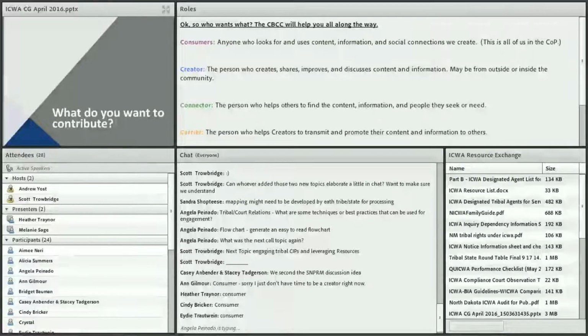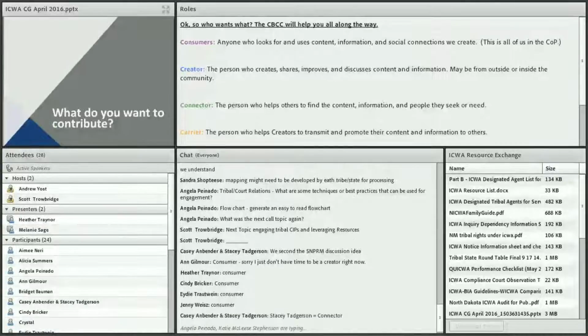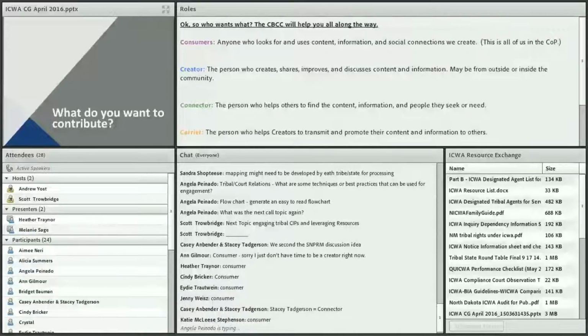Connectors are people who help others to find content, info, and people they seek or need. So for example, I'll just make it up. Let's say Scott is the creator for next week, and he says, boy, I know that there are these really great tools out there on engaging tribal CIPs and leveraging resources, because I've heard that they're out there, but I need someone to help me track them down. That's your connector. Carrier is someone who's going to help transmit the information.